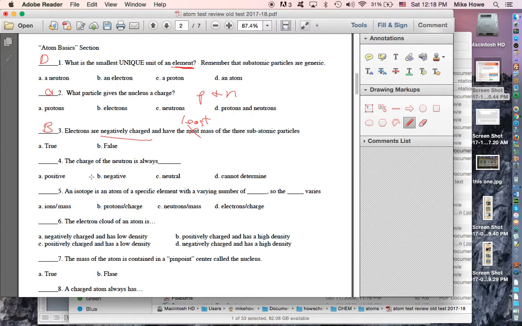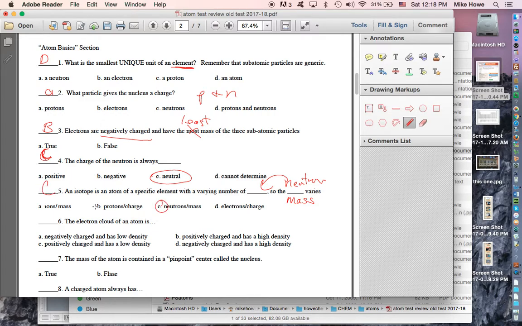Charges of neutrons. Neutrons don't have a charge. They are neutral, neutron, neutral. So C, not E. There is no E. There you go, C. An isotope. Isotopes are the same atom, but what's different in an isotope is the number of neutrons. So neutrons vary, and if neutrons vary, that's the mass that varies. So neutrons and mass is your answer.